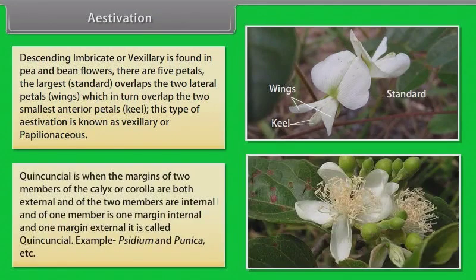Quincuncial is when the margins of 2 members of the calyx or corolla are both external, and of 2 members are internal, and of one member one margin is internal and one margin is external. Then it is called quincuncial. Example: Psidium and Punica, etc.